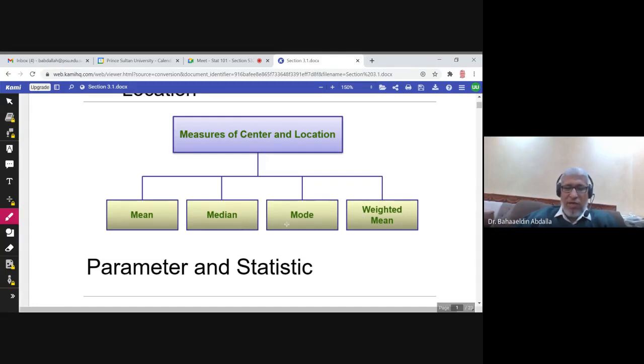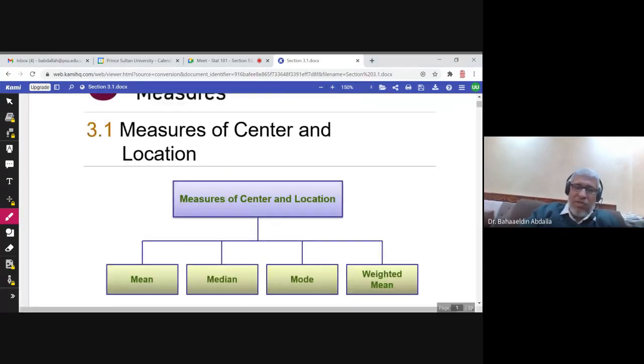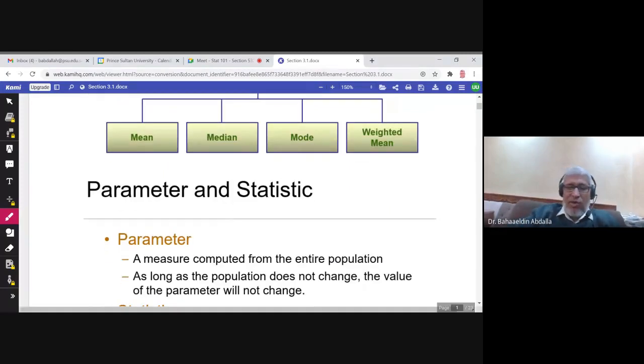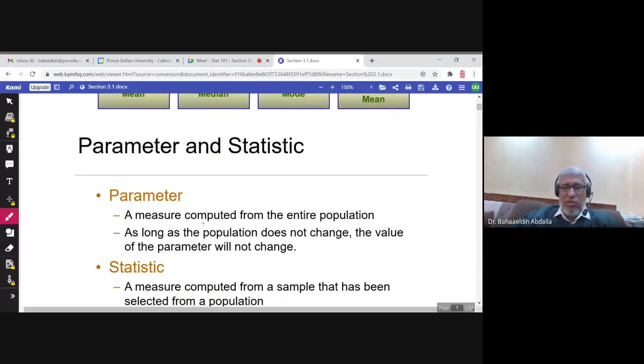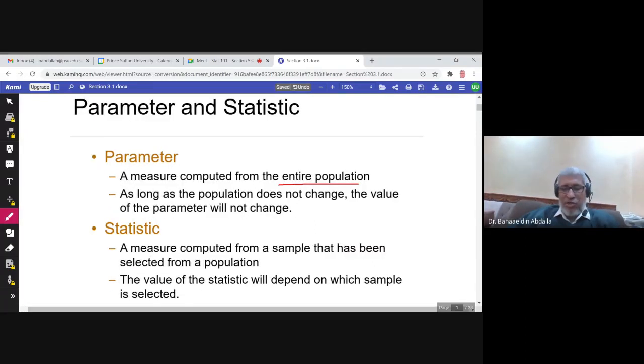what are their characteristics. Before we go on, we need to remind ourselves of the difference between parameter and statistic. We will talk here about numerical measures. So we will calculate numerical measures. We will compute numerical measures from the population. Any measure computed from the population is called a parameter, while if we compute the same measure from a sample, then it is called a statistic.